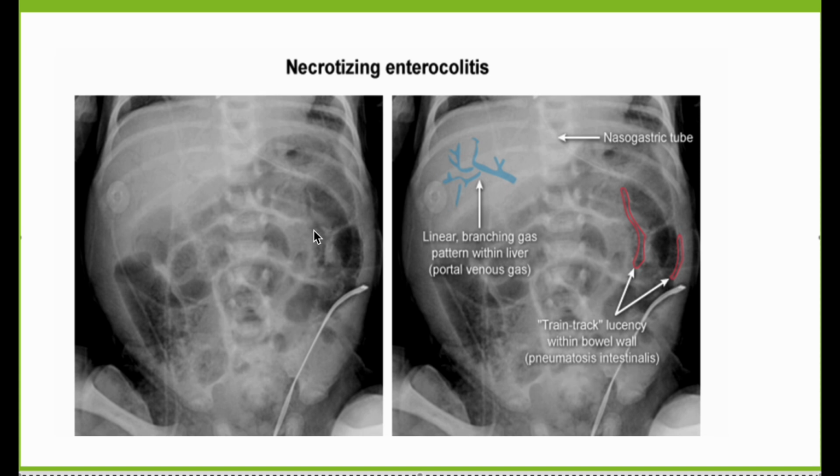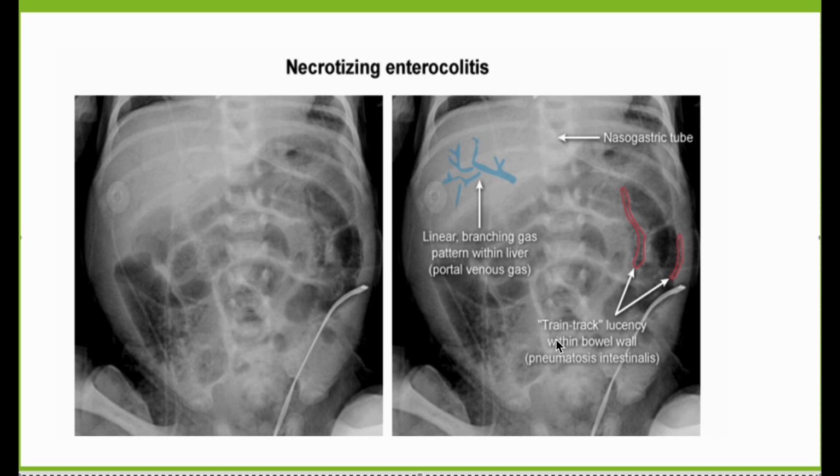So right here, you're going to see some dark portions outside the abdominal wall. And then there is another one here, which have been highlighted in red. And then when you look at the liver portion of the image, you are going to see some tiny lines that are coming down the liver surface, which have been highlighted in blue. And this is known as the linear branching gas pattern within the liver, which is called the portal venous gas.